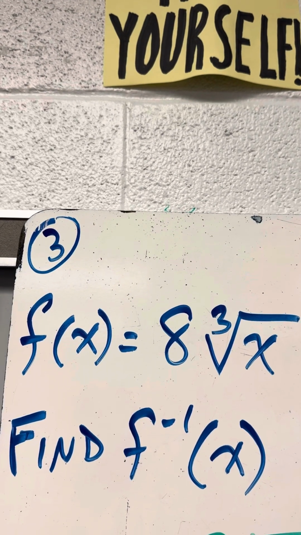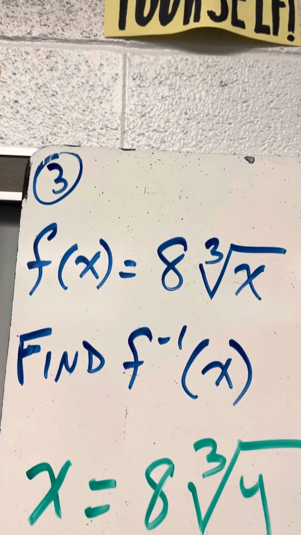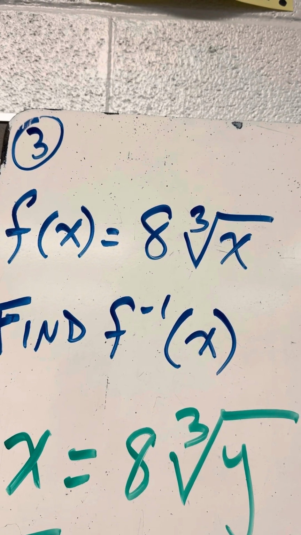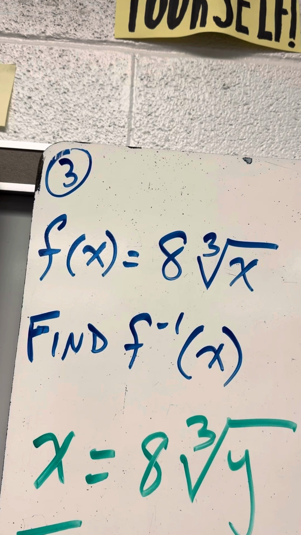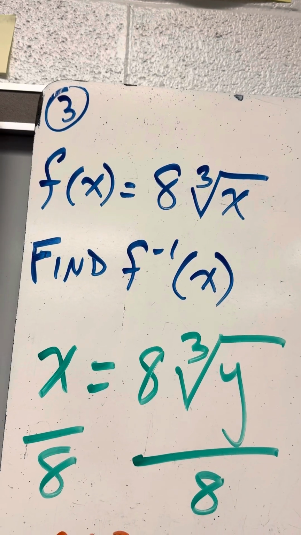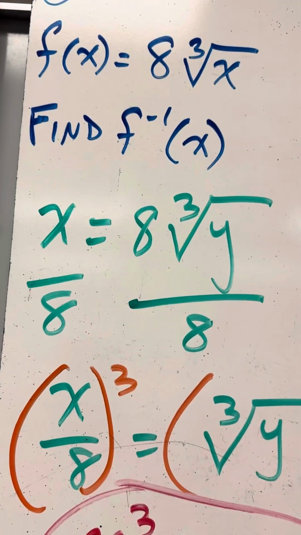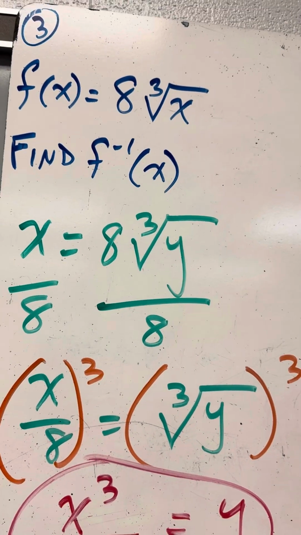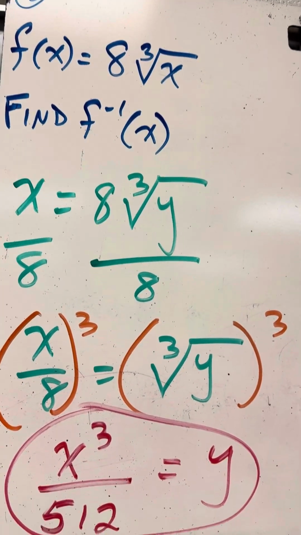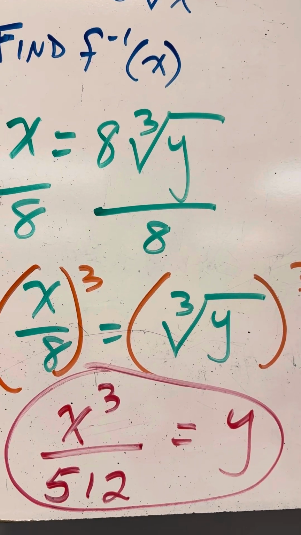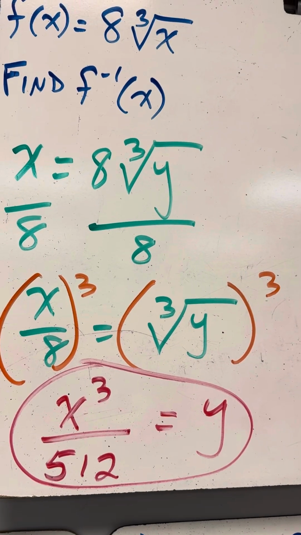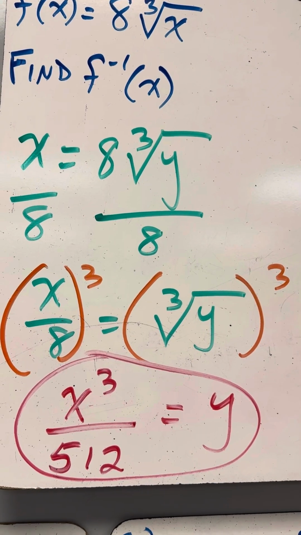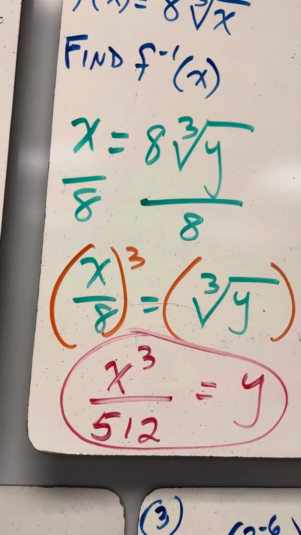f of x equals 8 times the 3rd root of x. Find the inverse of x. We're going to switch x and y and say x equals 8 times the 3rd root of y. We're going to divide by 8. x over 8 equals the 3rd root of y. Take both sides to the 3rd power, and you get x to the 3rd over 512, because 8 times 8 times 8 is 512. x to the 3rd over 512 equals y.